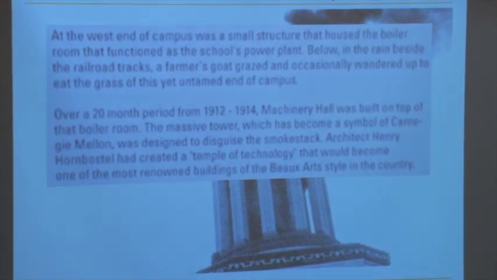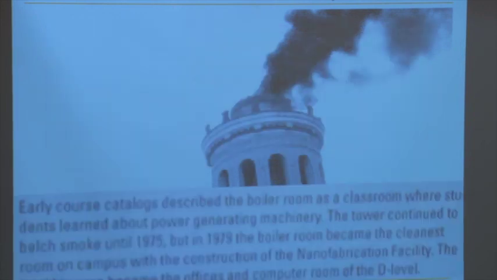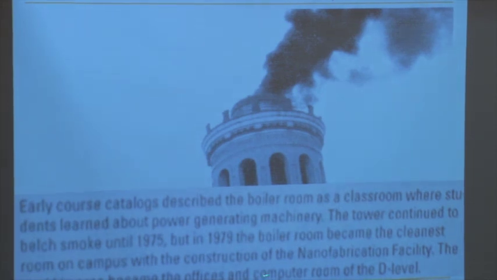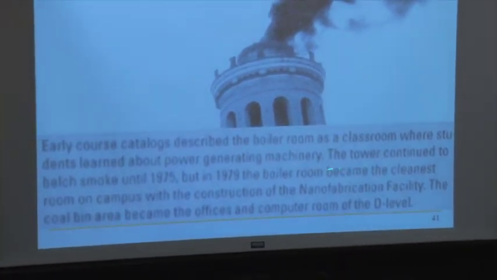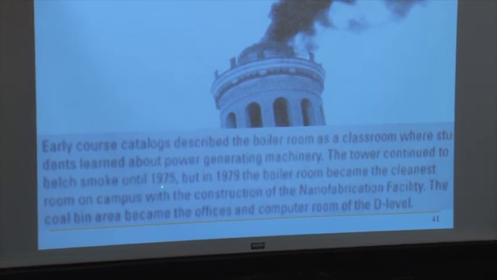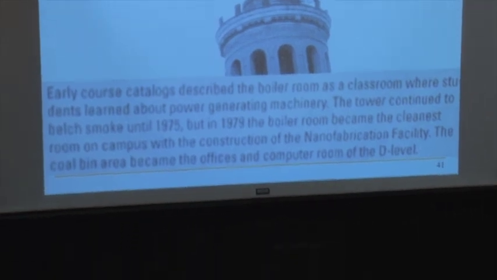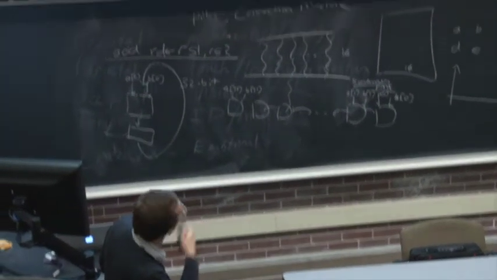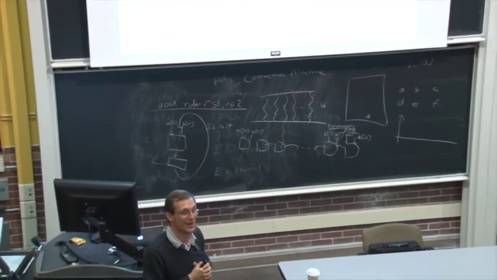Anyway, that's not relevant, I guess. But the more relevant part is the massive tower, which has become a symbol of Carnegie Mellon, was designed to disguise a smokestack. And you have this boiler room, right? And this used to function until 1975. I thought this was 1974, but the thing over there says 1975. But anyway, when you design the system, again, you don't know how it will be used. And when you architect a building, you don't know how it will be used, just exactly the same way.